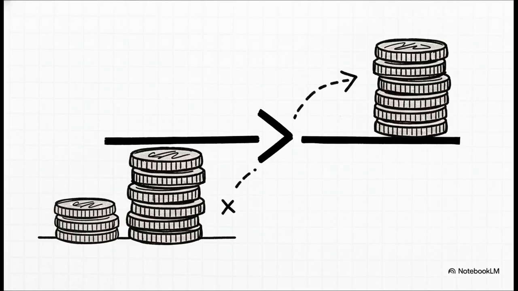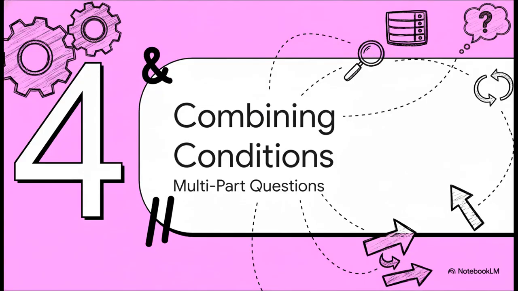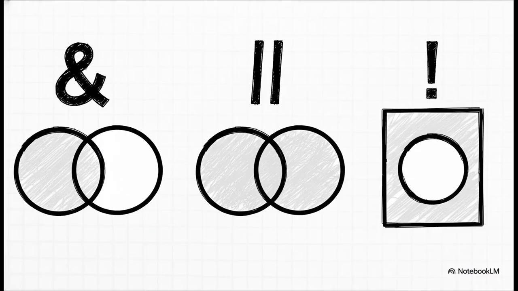See, this is how we start to make our questions way more precise. But what if a single condition isn't enough? What if the question we're asking has 2 or even 3 parts? This is where our final set of core tools, the logical operators, come in to save the day. The 3 big ones you need to know are AND, OR, and NOT.